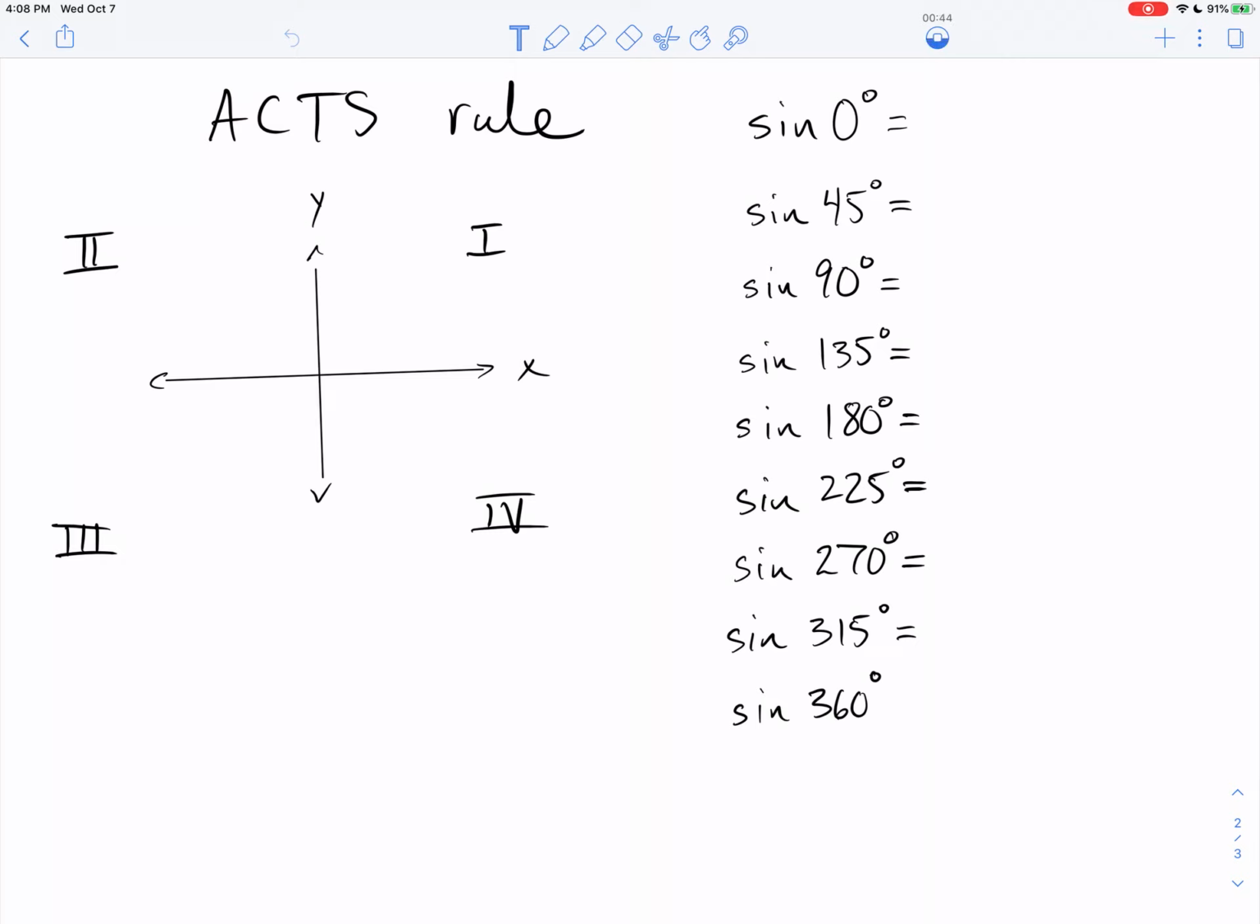But I do want you to know that 0 degrees is the same as 0 radians. 45 degrees, well, that would be pi over 4. 90 degrees, that would be pi over 2, etc. But I want to start first by just getting some values here. And you're going to notice a pattern with the numbers that I used.